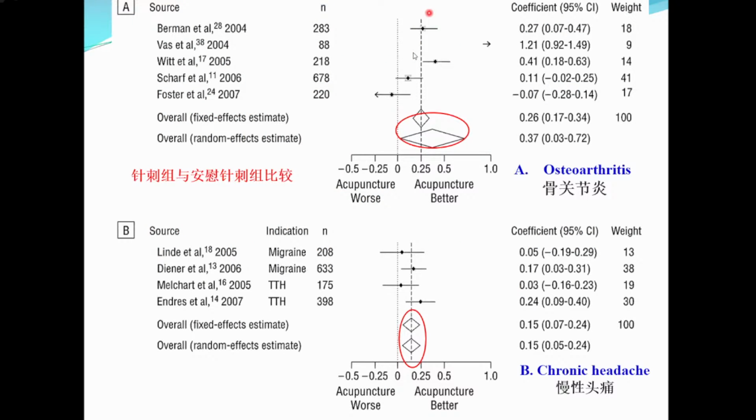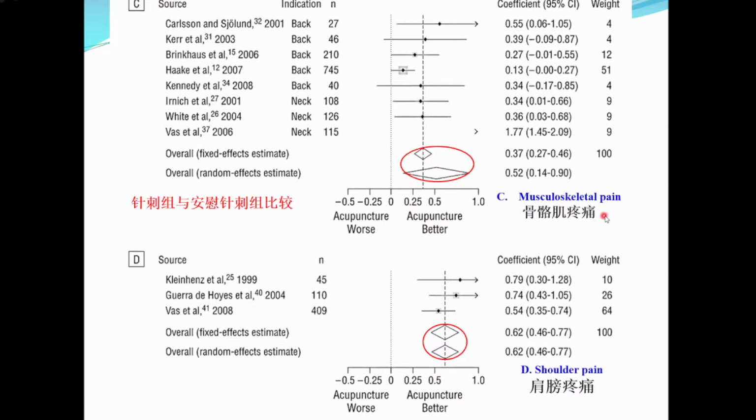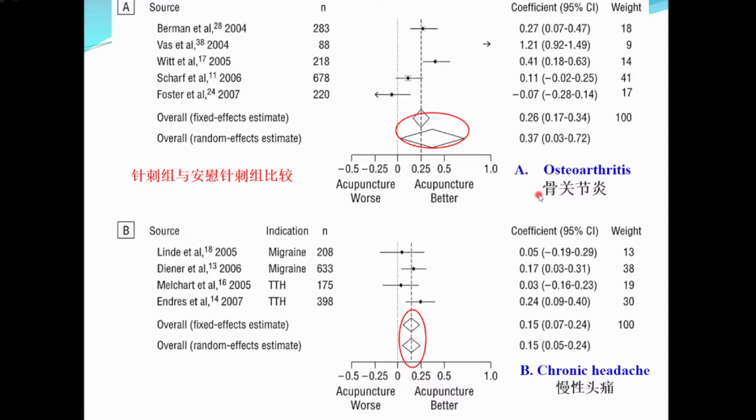So here is the summary. See here they look at acupuncture compared to placebo, sham control, in four aspects of chronic pain: arthritic pain, chronic headache, musculoskeletal pain, which is neck pain and lower back pain, as well as shoulder pain. They put together so many studies. So you can see the forest plot.